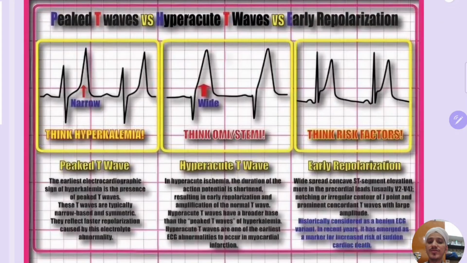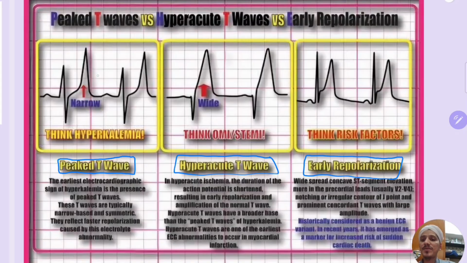One point we should remember is we should differentiate between the early repolarization pattern, hyperacute T waves, and hyperkalemic T waves. These three T waves, the first of which we discussed in the diagram above, okay, which I have shown. So these three T waves we need to differentiate.